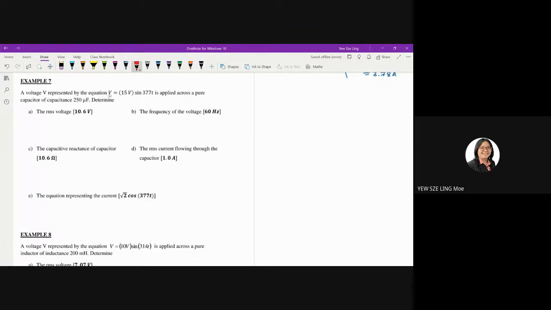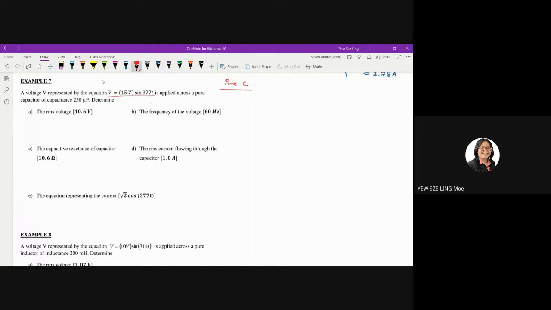So now you are given some equations, sine functions right here. V equals 15 volts sine 377t is applied across a pure capacitor of capacitance 200 microfarad. So the first thing we know about this question is that this is a pure C circuit. The second thing that we know about this circuit is we have the equation V equals 15 volts sine 377t.